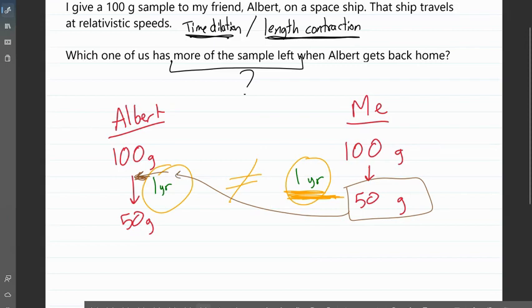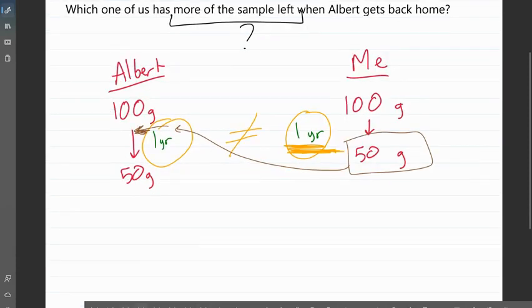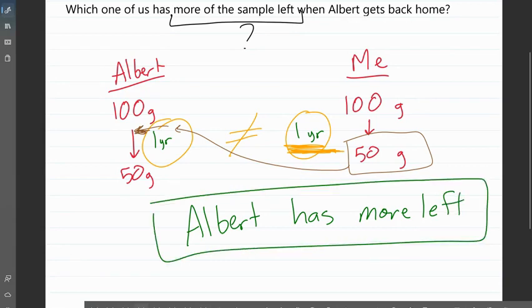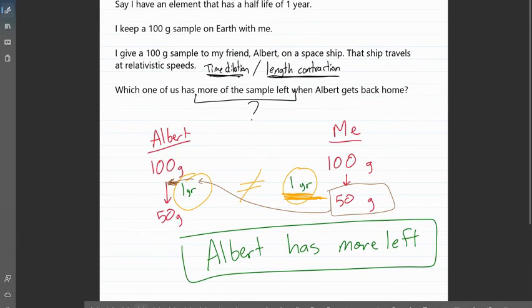So when Albert gets back home, it doesn't really matter when he gets back home. Albert will have more left, and it does not matter how long he's gone. It just matters that I'm the one that's stationary, and Albert's the one that's moving. He experiences less time than I experience, so maybe my whole sample's gone, but he still has some left. That's a very similar question to what AP might ask.